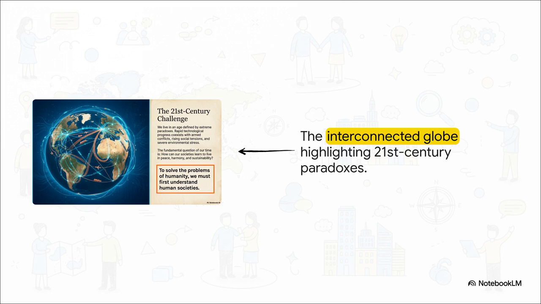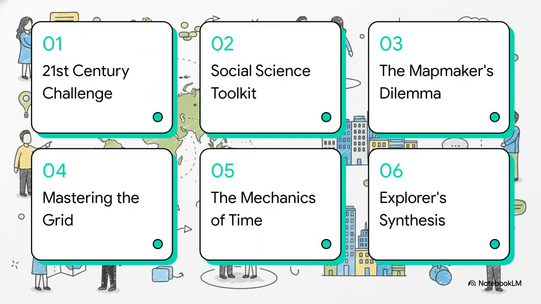Well, before we can even try to solve humanity's problems, we have to deeply understand how human societies actually work. Here's our roadmap for today. We'll start with the 21st century challenge, then look at the social science toolkit, the mapmaker's dilemma, mastering the global grid, the mechanics of time, and finally, wrap it up with the explorer's synthesis.